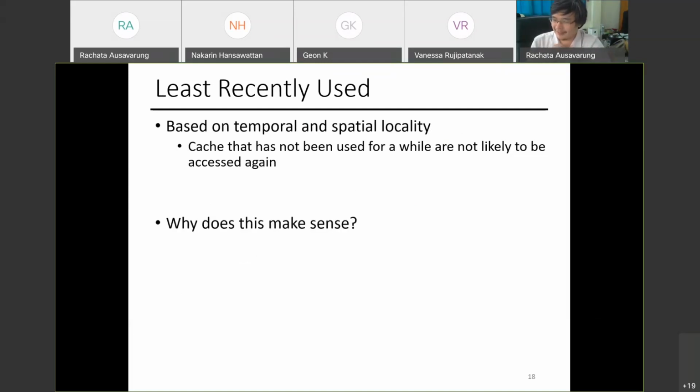Why does this make sense? Why does the LRU policy make sense? Can someone take a stab, typing in the chat, to say why LRU would be a good policy?